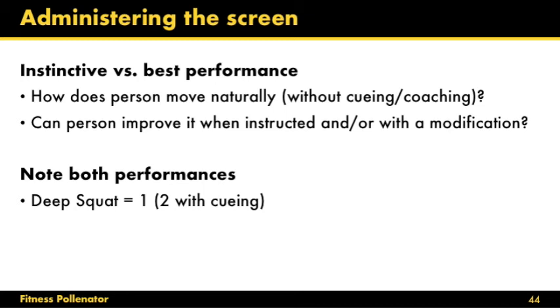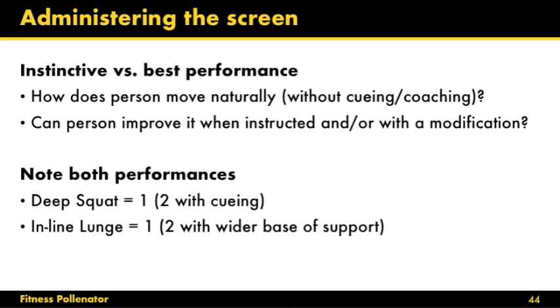was a 2. Another thing that I could do would be to modify some of the positions to remove a little bit of the challenge. So maybe I would let them change their foot position, or I would change the position of the PVC rod from overhead to a front rack. And I would say, let's say for the inline lunge, they scored a 1, but when I let them widen their base of support, they got a 2.